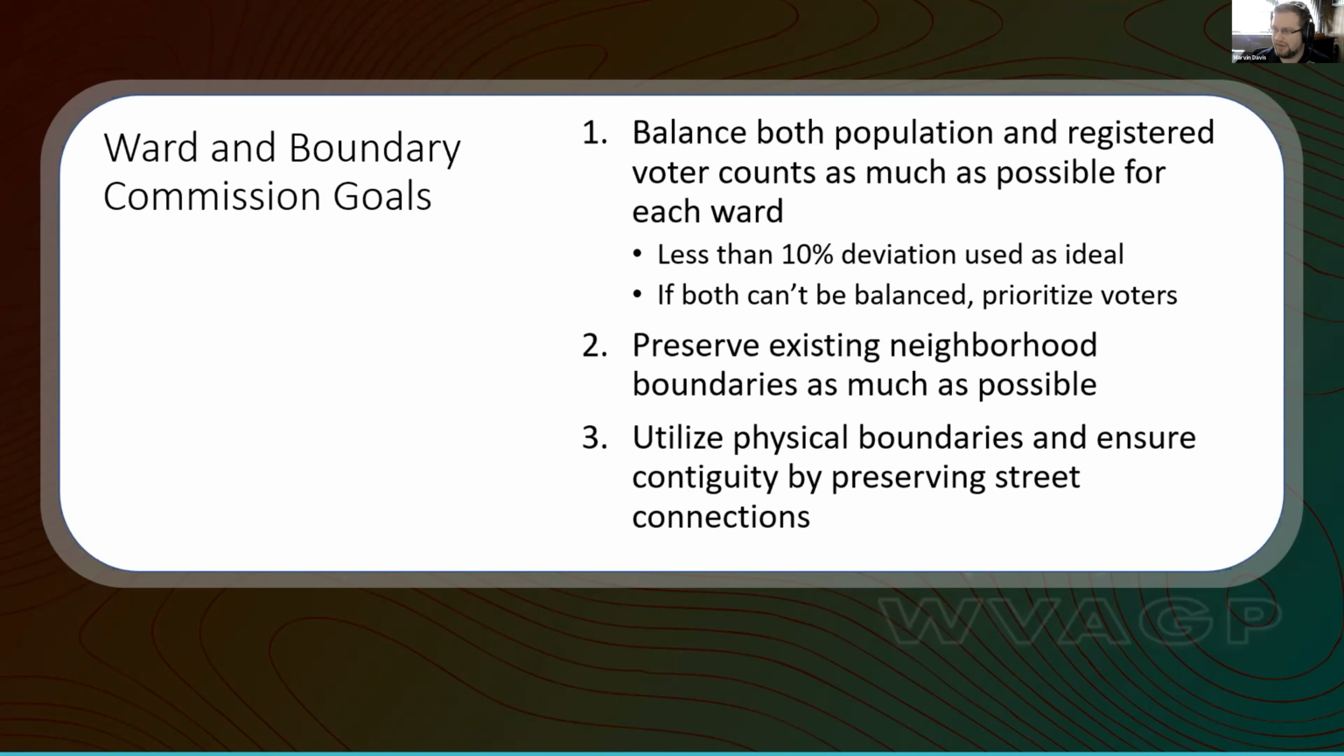The second goal was to preserve the existing neighborhood boundaries as much as possible. That presented a problem, which I'll touch on, but I'll go into a lot more detail in the full report. And then to also utilize physical boundaries and ensure contiguity by preserving the street connections. So some easy boundaries such as streams, where street connections don't exist, we had to preserve contiguity as much as possible.